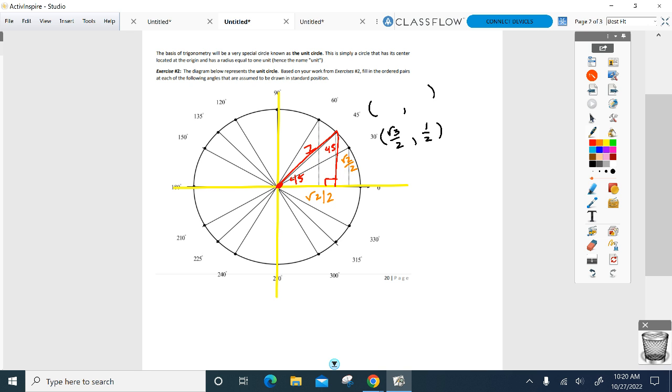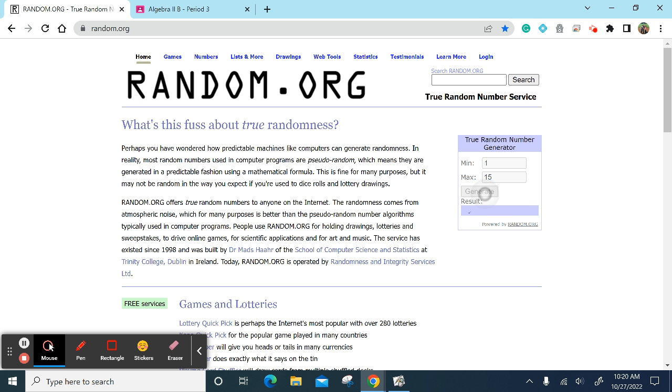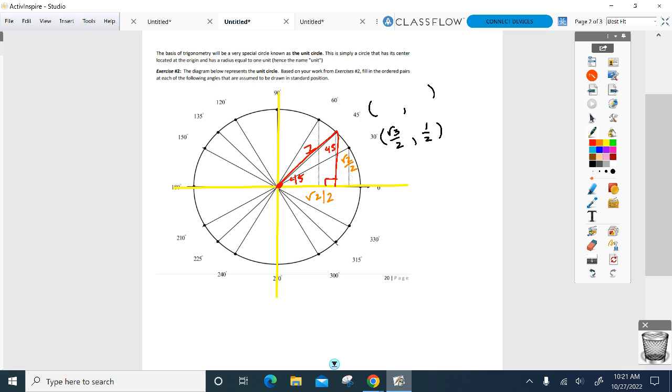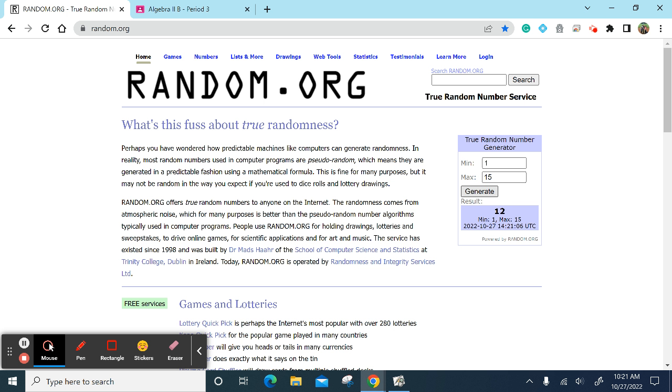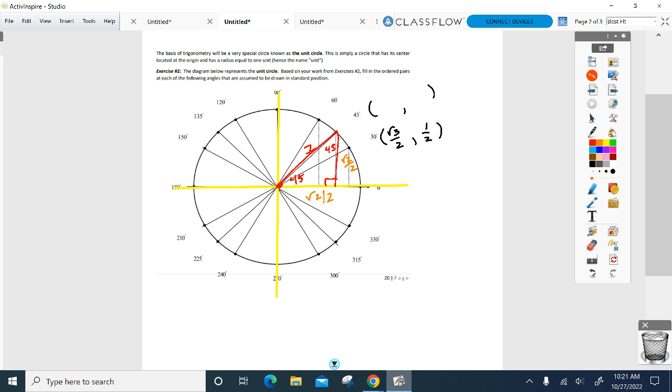So what's going to be your x and your y coordinate here? Square root of 2 over 2. For the x and also for the y? Square root of 2 over 2. There you go. There's the coordinate at 45.